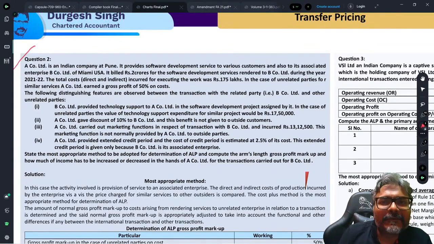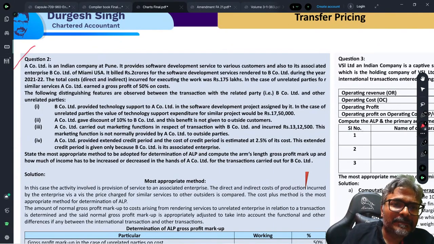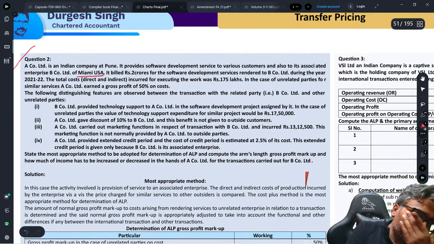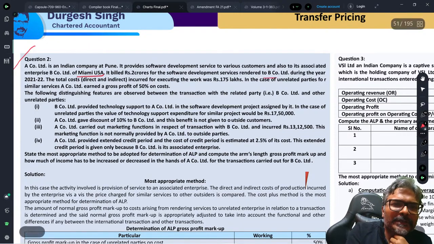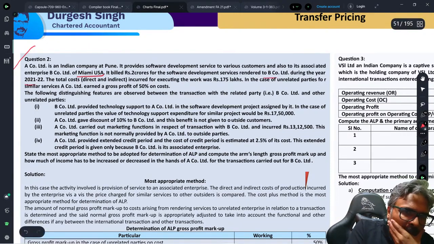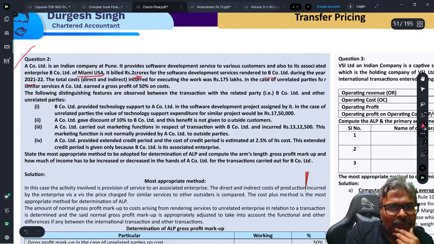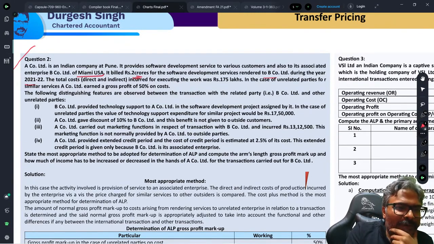So these are the comprehensive revision lecture, students, on these particular topics. A Company Limited is an Indian company at Pune. It provides software development service to various customers and also to its associate enterprise, B Company, Miami, USA. It billed 2 crores for the software development service rendered to B Company during the year 21-22. So you already have the transfer price, students.